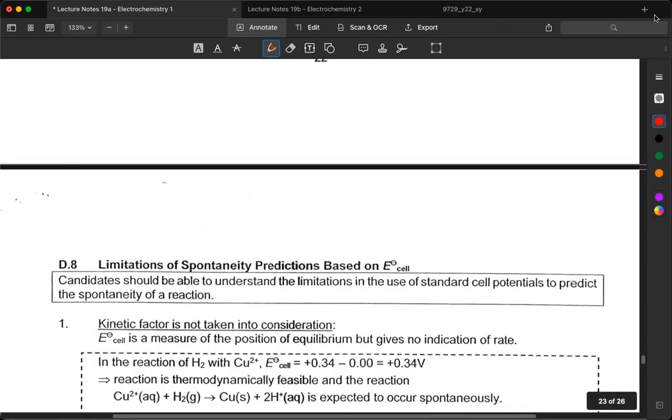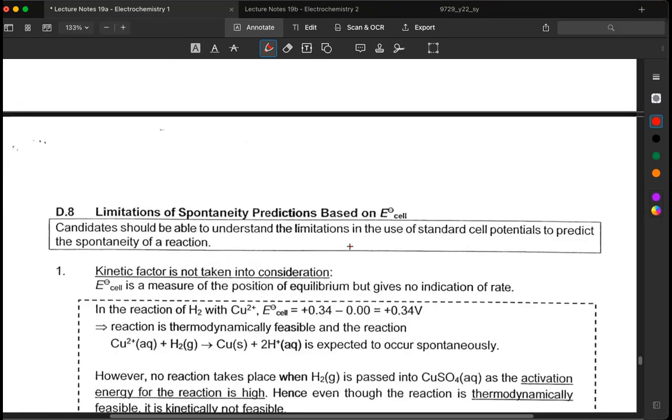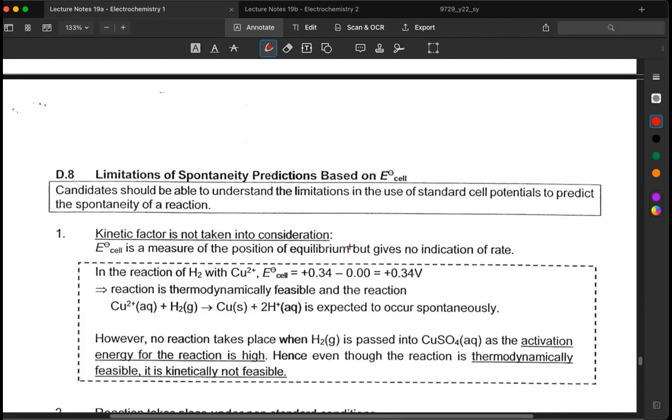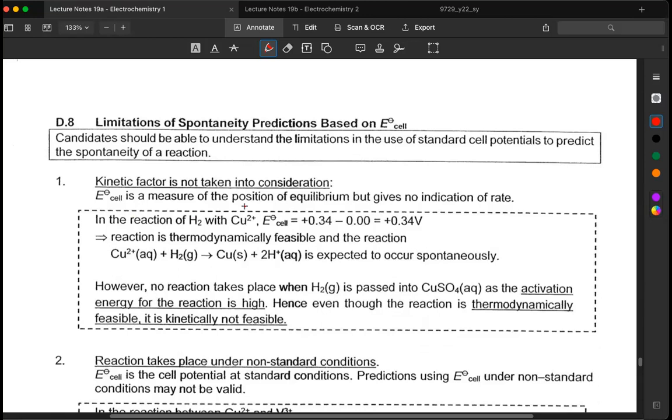So you can actually use the E0 value to predict whether a reaction can occur, based on thermodynamic principles. Of course, you also have to look at kinetic factors. That's why there is a limitation. So far it is based on just the E0 value, but that is not the only consideration. E0 cell is a measure of the position of equilibrium. It will just tell you more likely or less likely, but it doesn't tell you how fast or how slow. So you could have a thermodynamically feasible reaction, but it may not happen all the time.